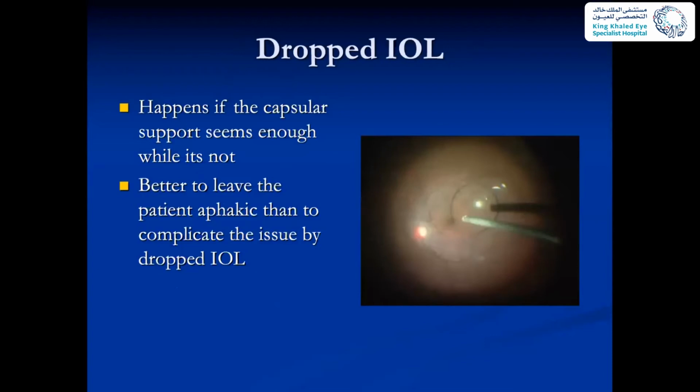Dropped IOL. Dropped IOL happens if the capsular support seems enough while it is not. Sometimes we have a complication, we manage it, we do anterior vitrectomy, and we have the bag in front of us or even the sulcus, and we insert our intraocular lens. If you are not 100% sure that the capsular support will support your lens, it's better to leave the patient aphakic rather than complicate the issue with a dropped nucleus and dropped IOL. The IOL might be implanted later by secondary IOL insertion when the view is clear and there is no corneal edema.